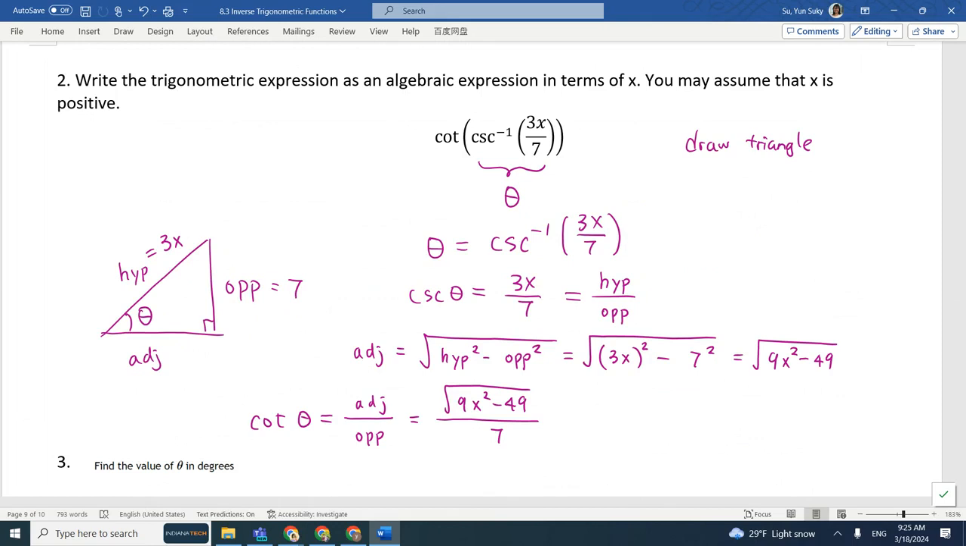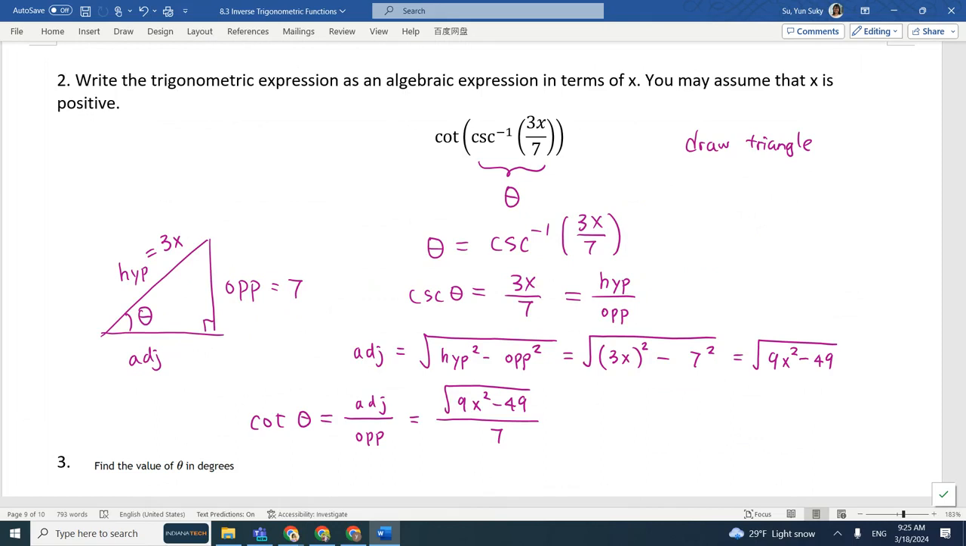If you have the trig function outside and inside is a trig function, you need to draw the graphs of the trig functions. Okay? But if you have the inverse trig function inside and the outside is just a trig function, you use the method of drawing a triangle. You don't need to draw the trig graphs. Okay? Any questions up to now?